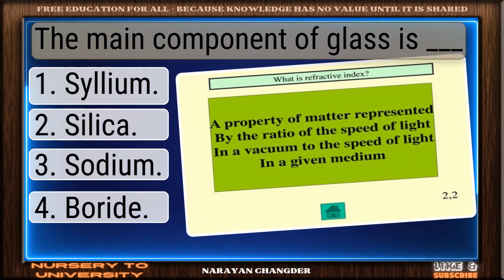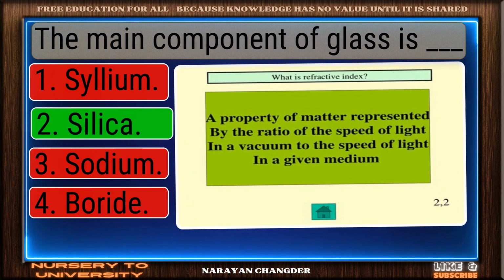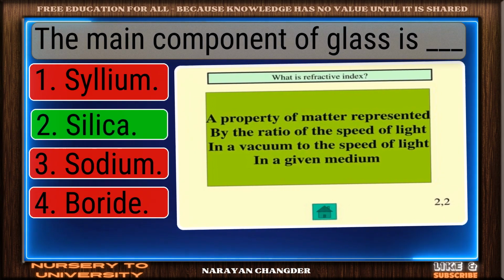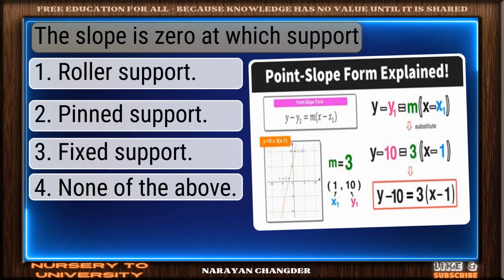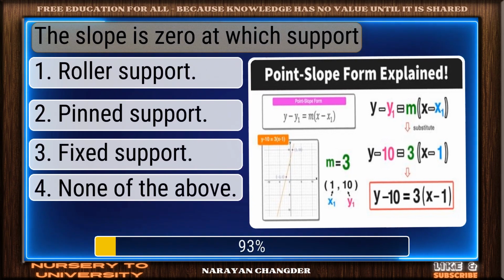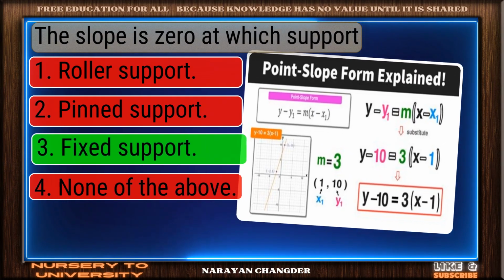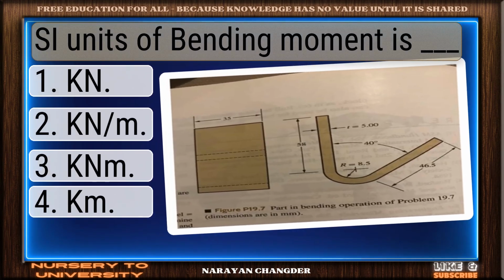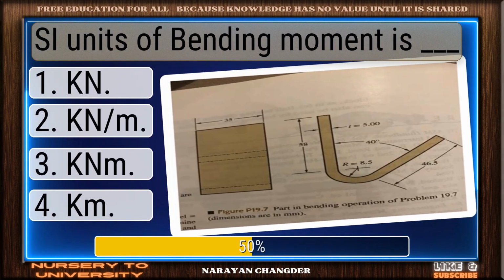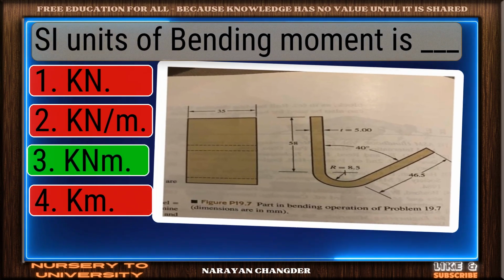The main component of glass is dash. Smart pick. Silica is the correct choice. The slope is 0 at which support. Bravo. Fixed support is the answer. SI units of bending moment is dash. You're right. kN·m is the correct answer.